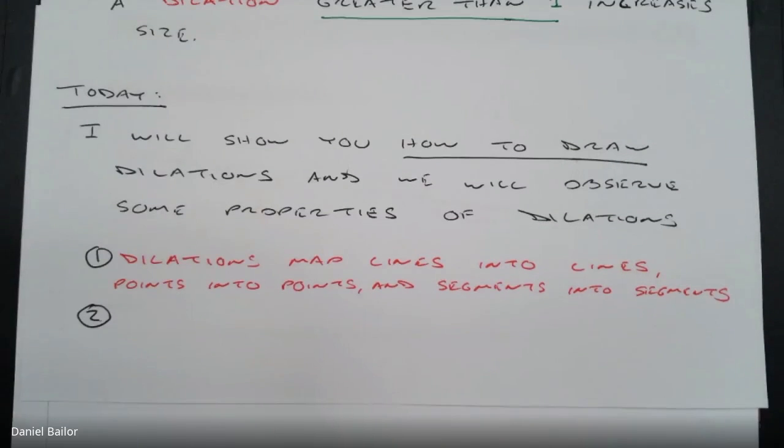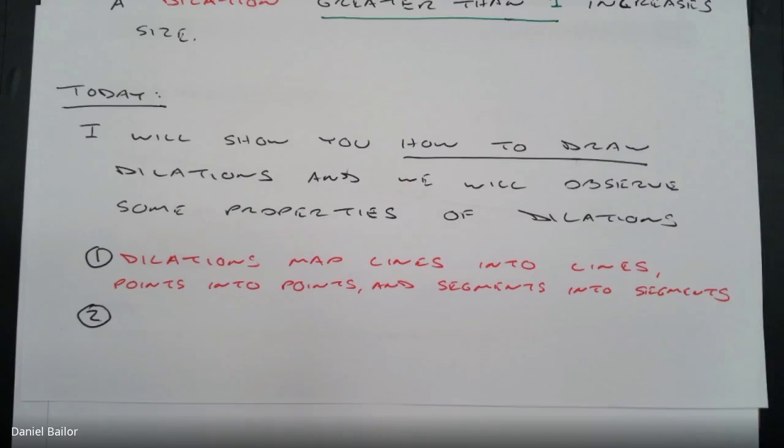If you dilate a line, you're going to make a line. If you dilate a point, it's going to make a point. If you dilate a segment, it's going to make a segment. If you dilate a star, it's going to make a star. If you dilate a trapezoid, it's going to make a trapezoid. If you dilate a picture of a puppy, you're going to get a picture of a puppy. Dilations do not change the shape. They change the size.